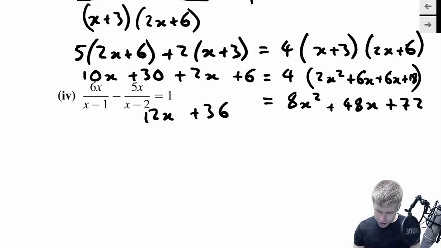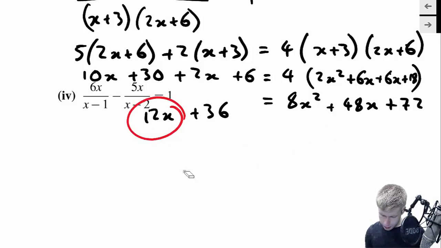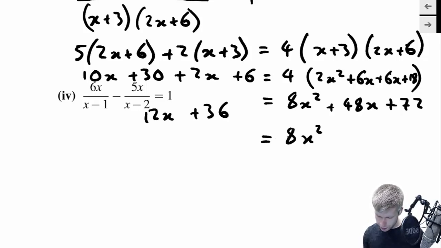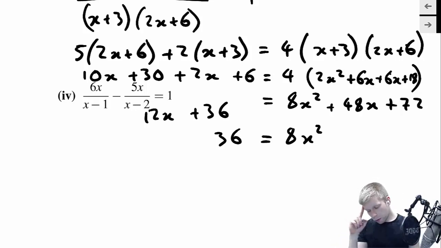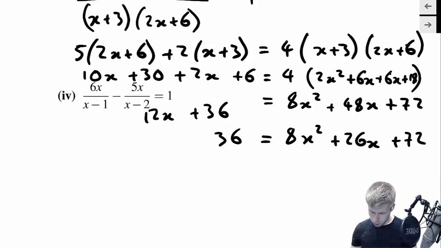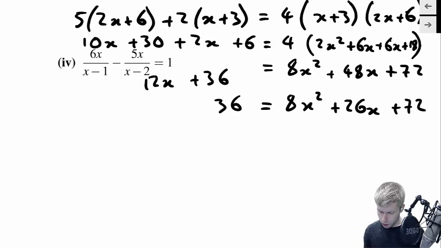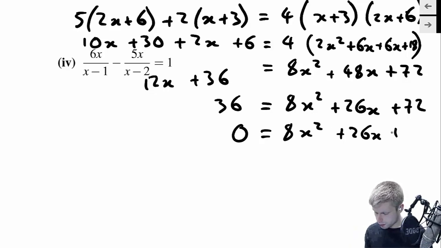Okay, fine. So first things first, I need to get all of the x's on the same side. So I'm going to take this on this side. Let's see what happens there. On the left-hand side, I end up with 36. On the right-hand side, I get 8x squared. 48x take away 12x is going to give me, what's it going to give me? 36x. And then I just end up with a plus 72 there. Okay, and then I take away 36 from both sides. So I get 0 equals 8x squared plus 36x plus 36.